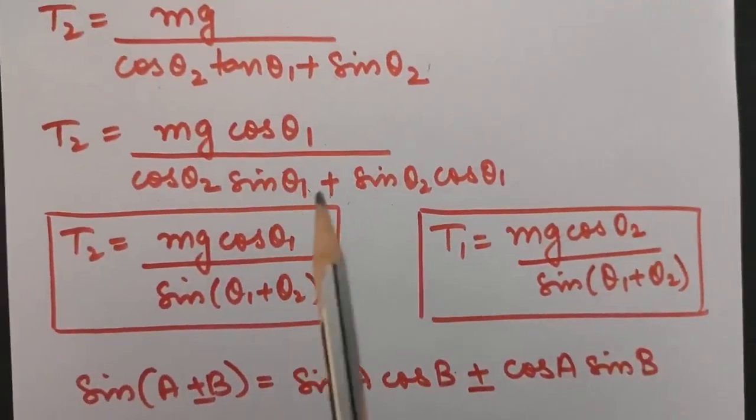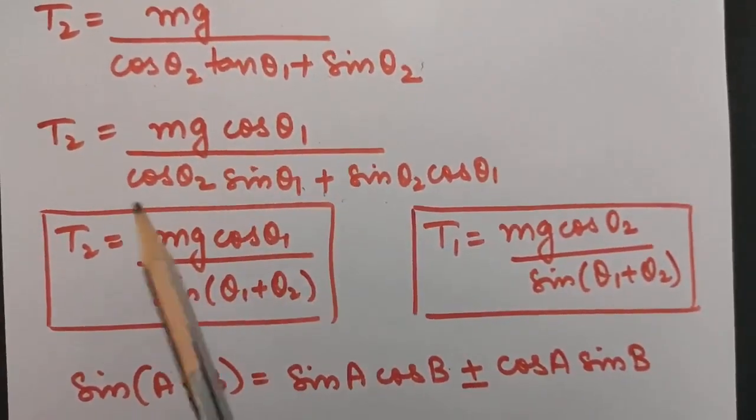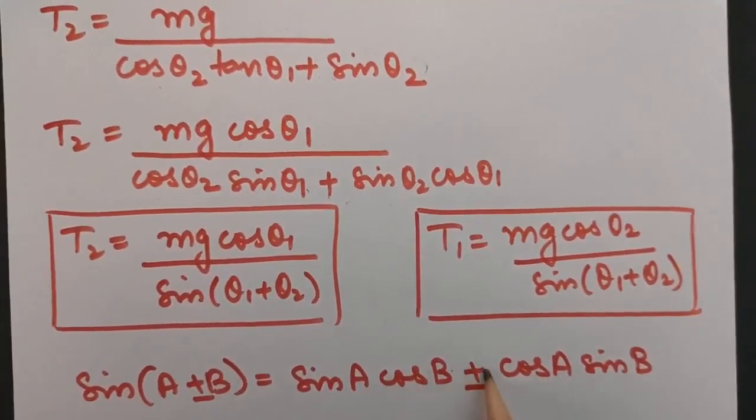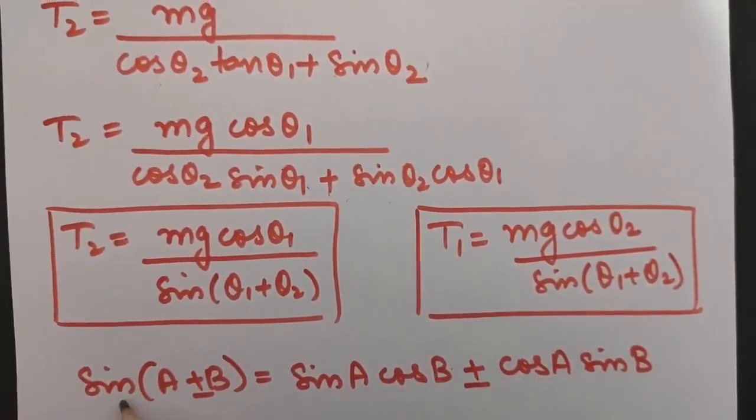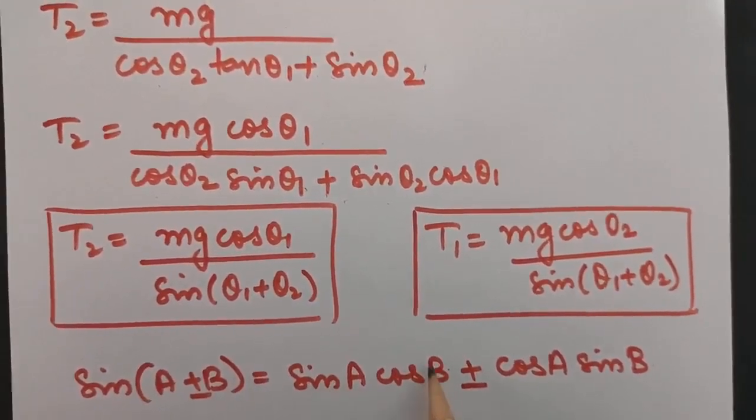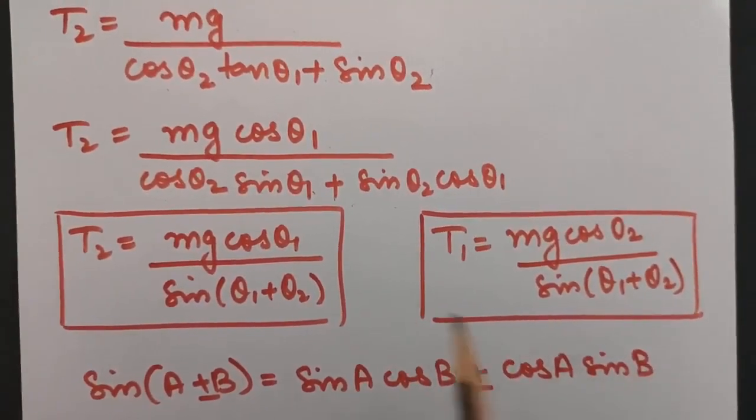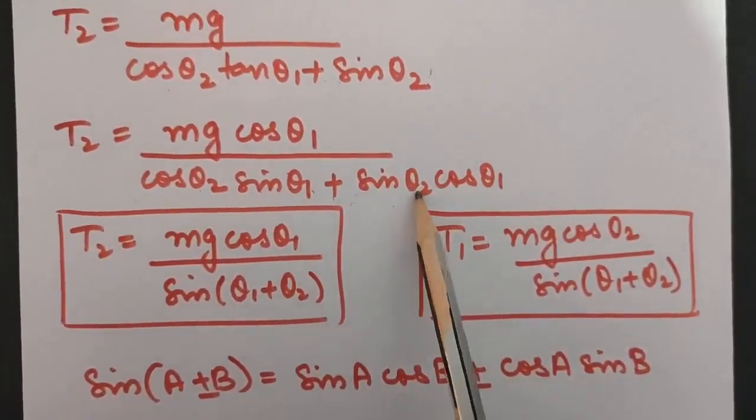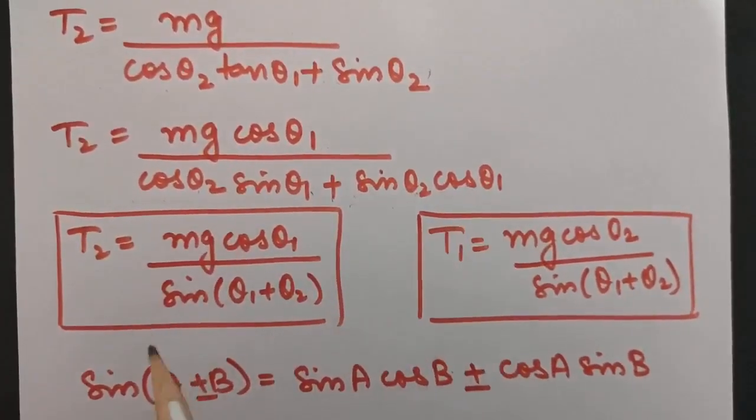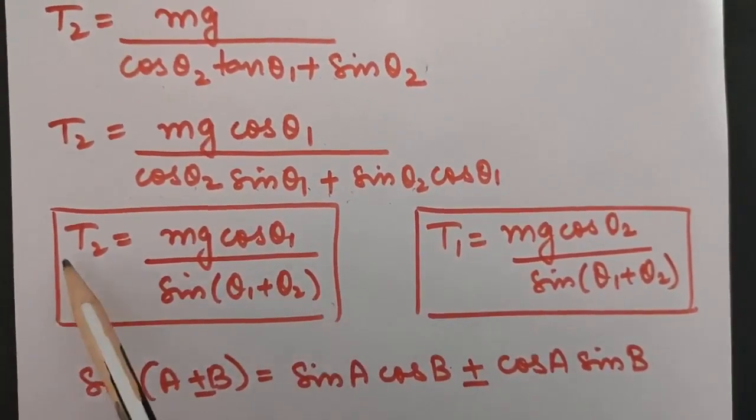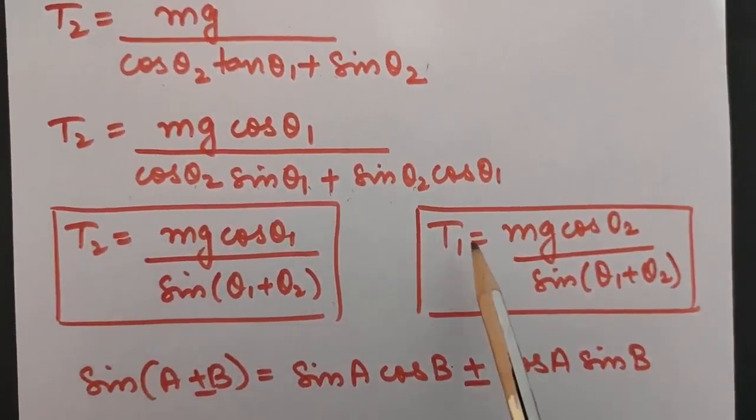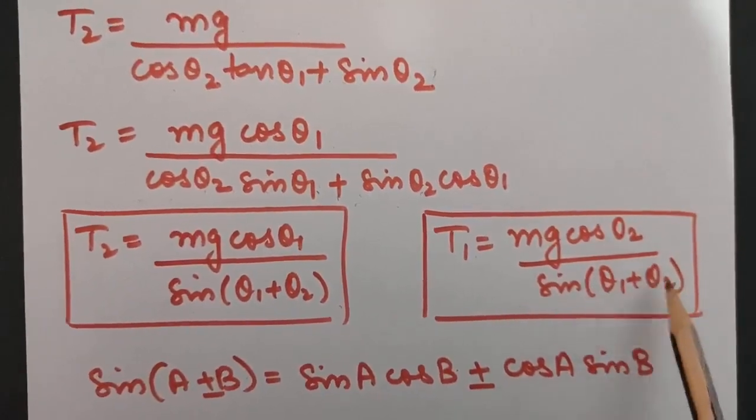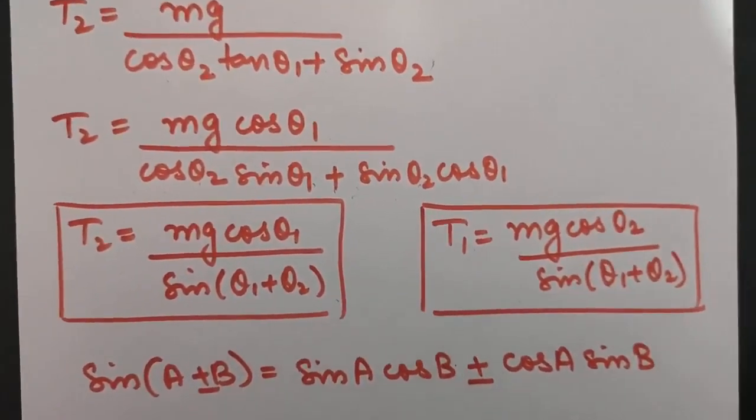Now, there is a mathematical identity in trigonometry for sin A plus B, that is sin A cos B plus cos A sin B. If there is sin A minus B, then that identity is sin A cos B minus cos A sin B. So here, as you can see, sin A cos B plus cos A sin B. So we can write this as sin A plus B, that is sin theta 1 plus theta 2. So this is the value of T2. Similarly, you will get the value of T1 to be mg cos theta 2 upon sin theta 1 plus theta 2. So this is the value of the tension in the two strings.